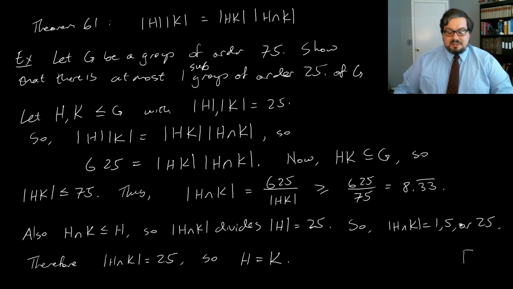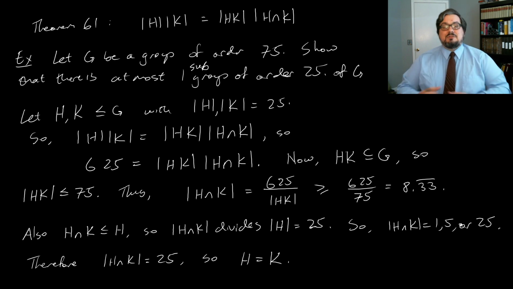So we showed that if I did happen to have two subgroups that were both of order 25, then in fact they had to be the same subgroup. So in other words, G does not contain more than one subgroup of order 25.